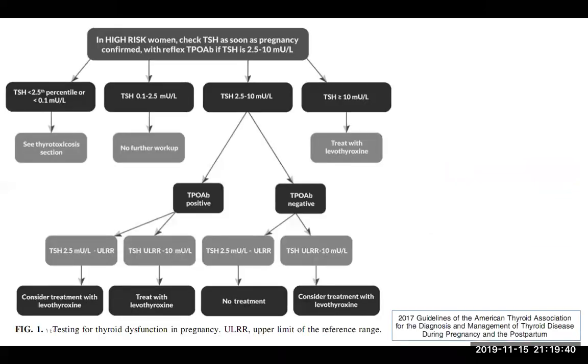And this algorithm is very important. Even though it is published by the American Thyroid Association, in clinical practice this algorithm is very important, and we will try to check it. In high-risk women, in a case of infertility, check TSH as soon as the pregnancy is confirmed, with reflex anti-TPO if TSH is more than 2.5. In this case, TSH is the most important one, and we do anti-TPO if TSH is more than 2.5.